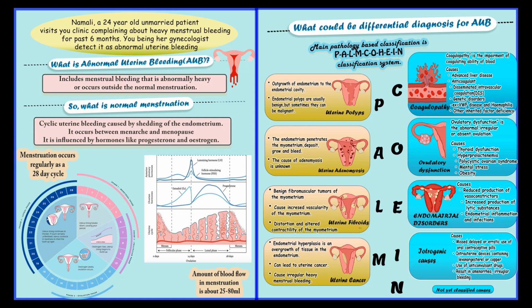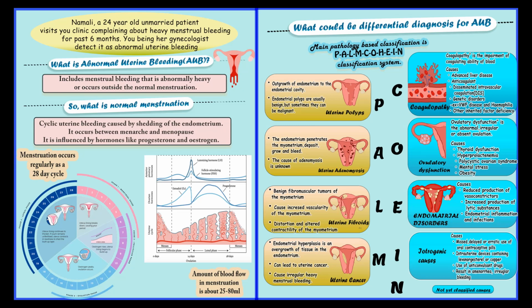abnormal uterine bleeding. When we look at the causes of abnormal uterine bleeding, there's a classification called the PALM-COEIN classification, based on the pathology of the bleeding. In the PALM-COEIN classification, there are two main entities: the first is the structural entities related to the uterus and cervix, and the other is the non-structural entities. There are four causes for the structural entities.